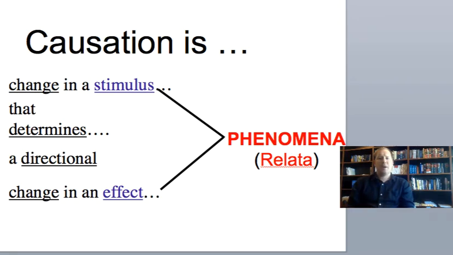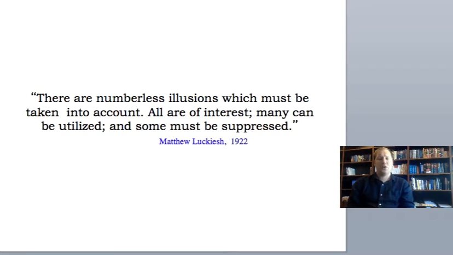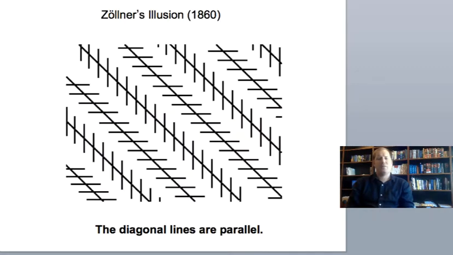So with that in mind, let's turn to illusions and see how illusions can distort our perception of phenomena and how we have to try to overcome those many illusions that exist. This quote is one I like in particular. It says, "There are numberless illusions which must be taken into account. All are of interest, many can be used, and some must be suppressed." That's true in risk management too. Illusions go on all the time, and to get to the true risks, we need to suppress the illusions.